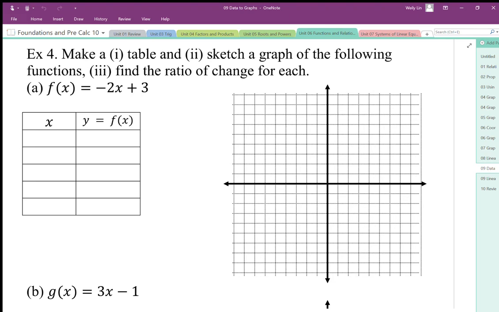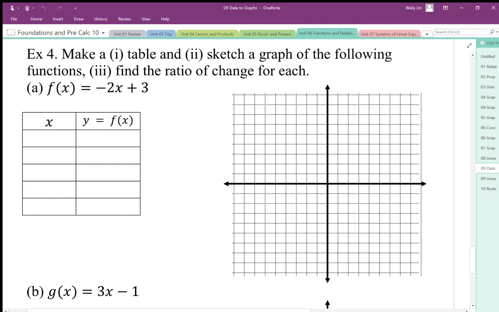So here we're being asked to make a table of values and sketch the graph given the starting value, the starting equation, and we also want to find the ratio of change. And what's going to be important later on is relating this ratio of change to something in the table, something in the graph, and something in the equation.